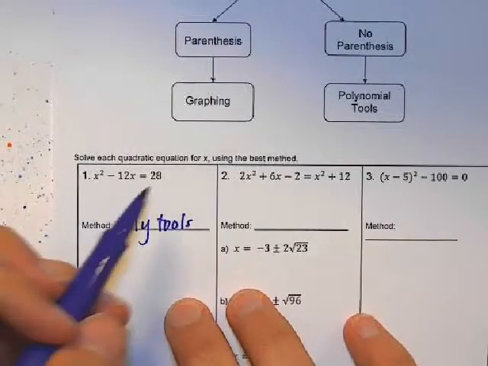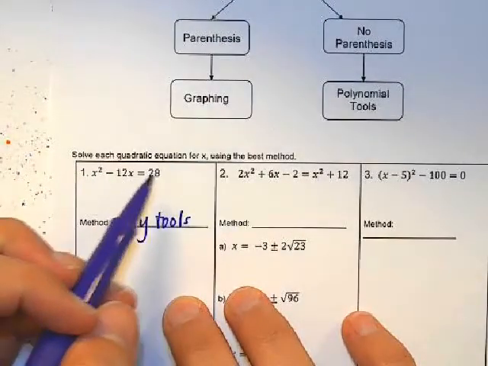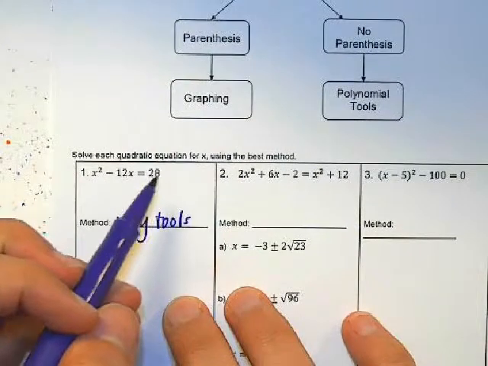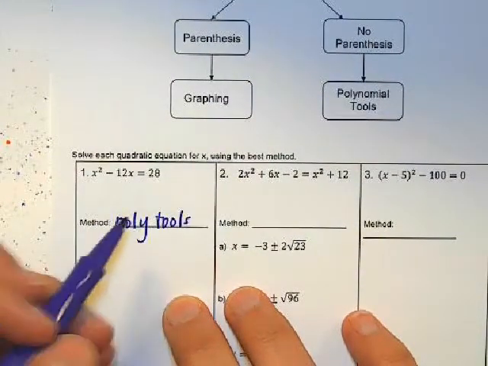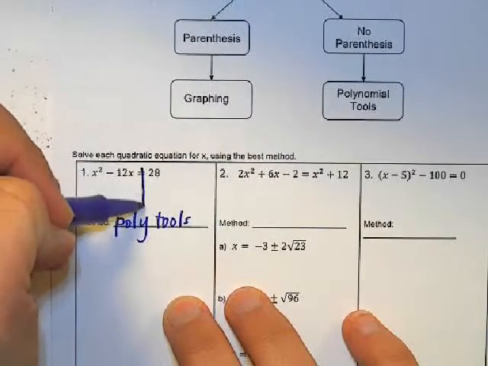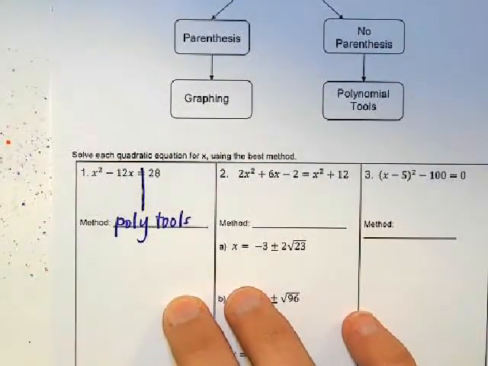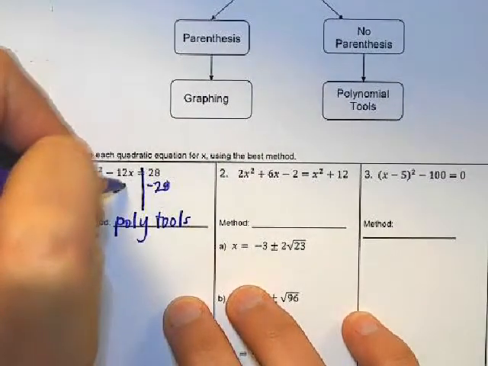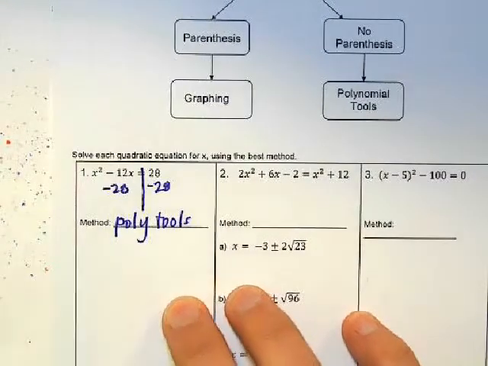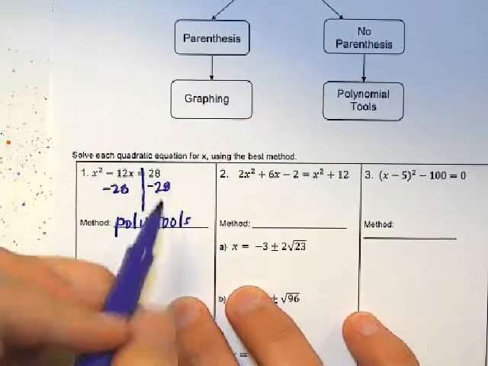Because I have this 28 over here, and I need it to be a zero. So how do I make this a 0? You switch sides. So how do I move that 28? Minus 28 on both sides, do its opposite. Does it have a like term over here? No. So it doesn't matter where I write it.